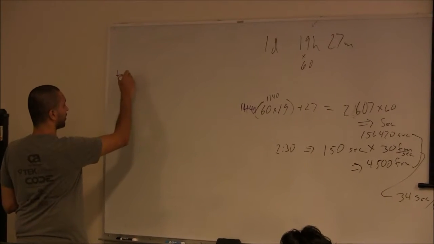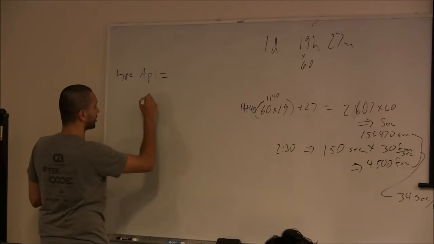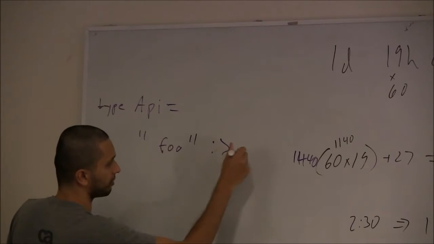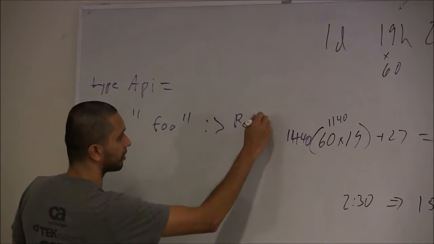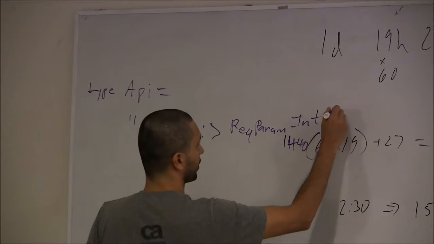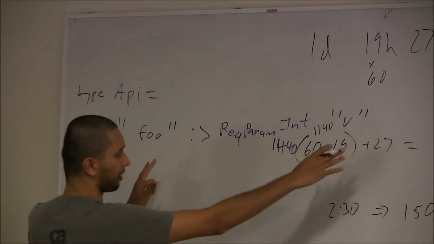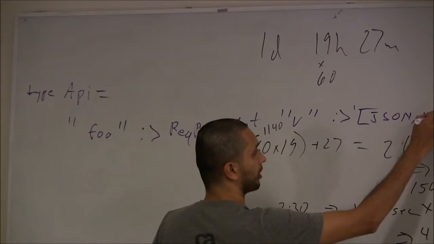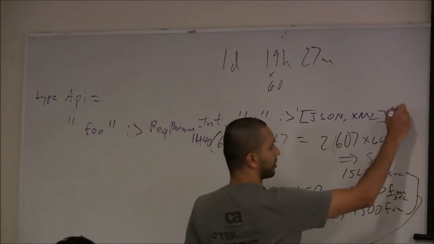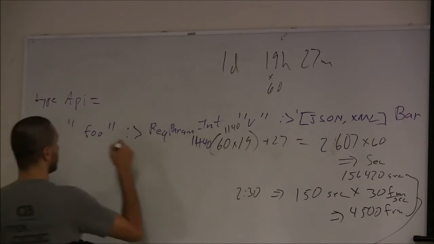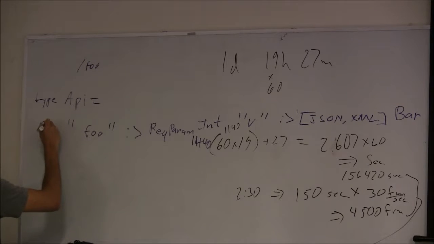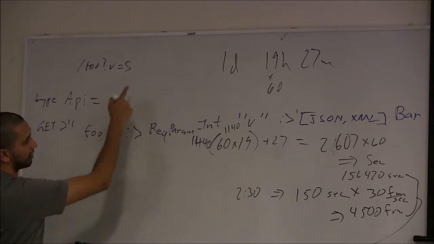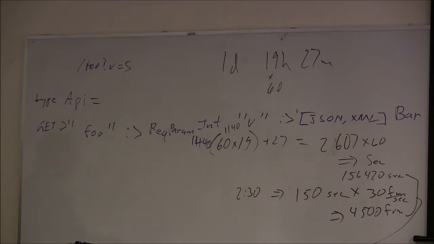So the API would sort of be like, my API, let's say, it takes foo, and then it takes a request parameter that's an int, and we'll give it a value v or something. That's a simple sort of thing. And it outputs a type-level list, JSON, XML, of some type bar. So basically, if I hit foo with a get, and I pass it a request parameter called v that's some int, then it returns type bar, that's either JSON or XML. Yes, that's essentially how the router works.